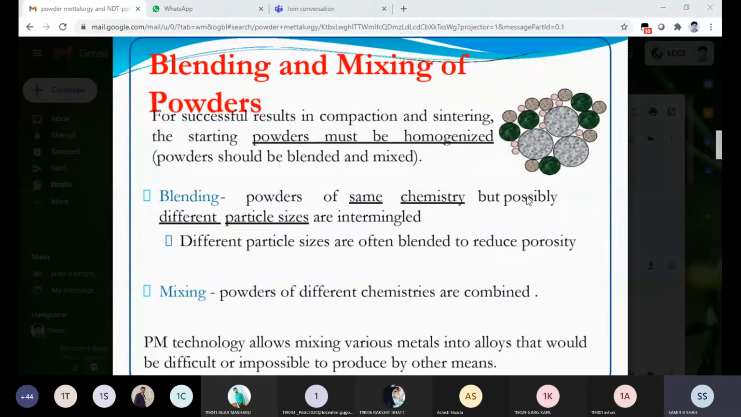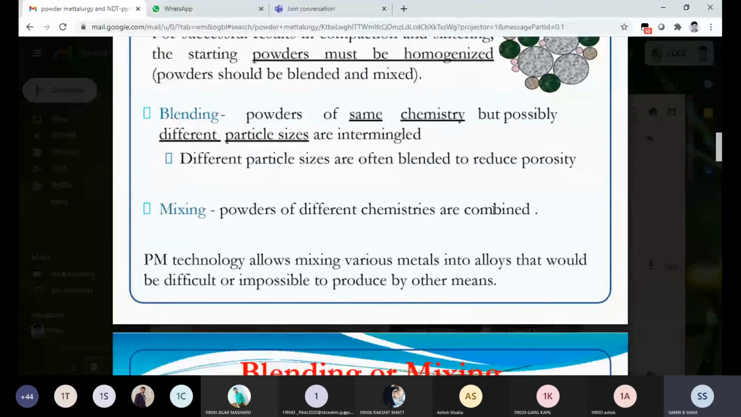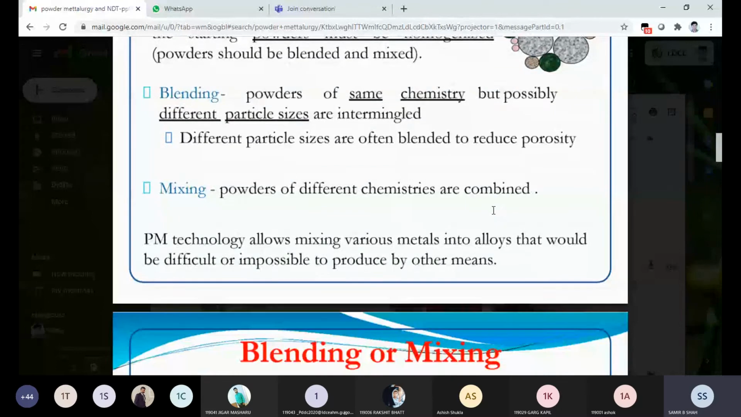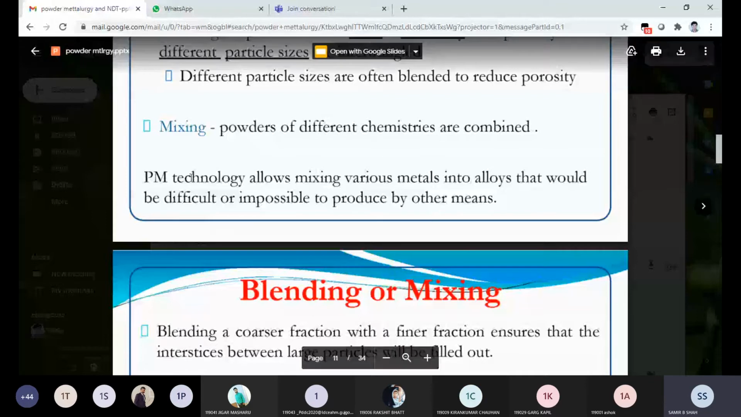So it is very important, when we talk about powder metallurgy and the blending process, to reduce the porosity. Mixing powders of different chemistries are combined. Powder metallurgy technology allows mixing various metals into alloys that would be difficult or impossible to produce by other means. Why do we prefer powder metallurgy? This is given in this one statement: if some kind of property has to be achieved which is not possible with any other process, then we go for powder metallurgy. Sometimes it may be costly, but we have to follow this process because the properties we have to achieve can be achieved only with the help of powder metallurgy.